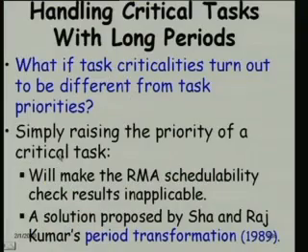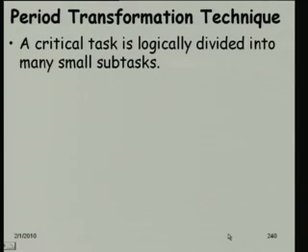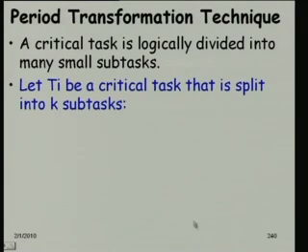Now, what if we... so what is the solution? How do we do that? A solution was proposed by Shah and Rajkumar, the period transformation technique reported in 1989. Now, let us see the essence of the result, very simple result actually. The paper is available on the internet. If you just search Shah and Rajkumar period transformation technique, you will get the paper.